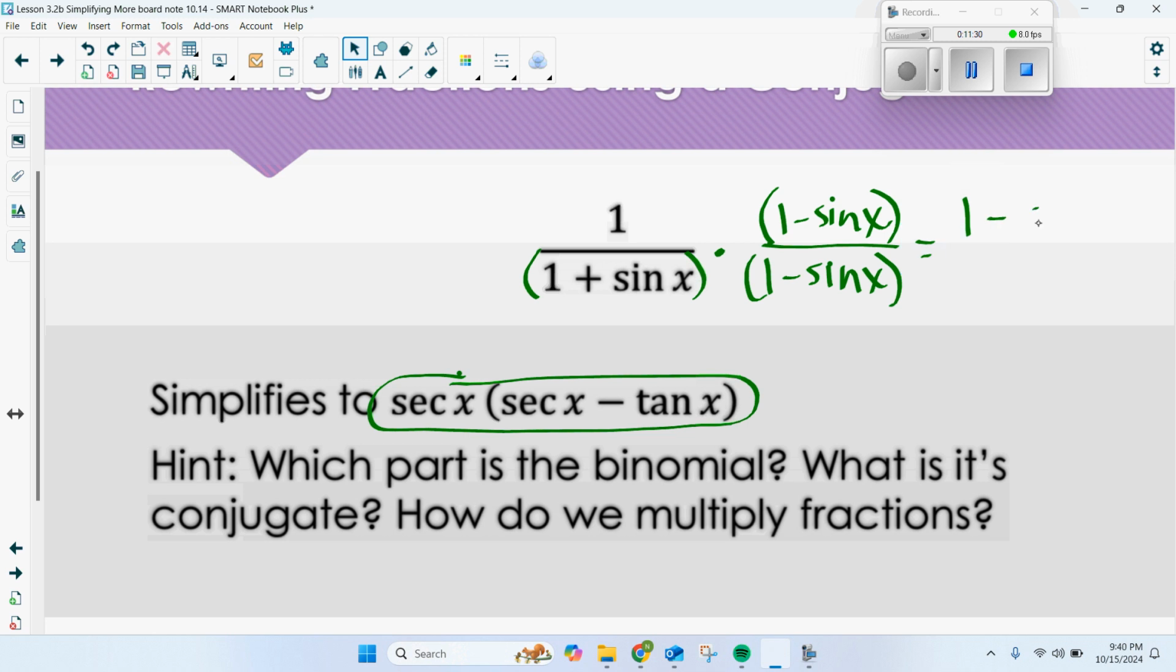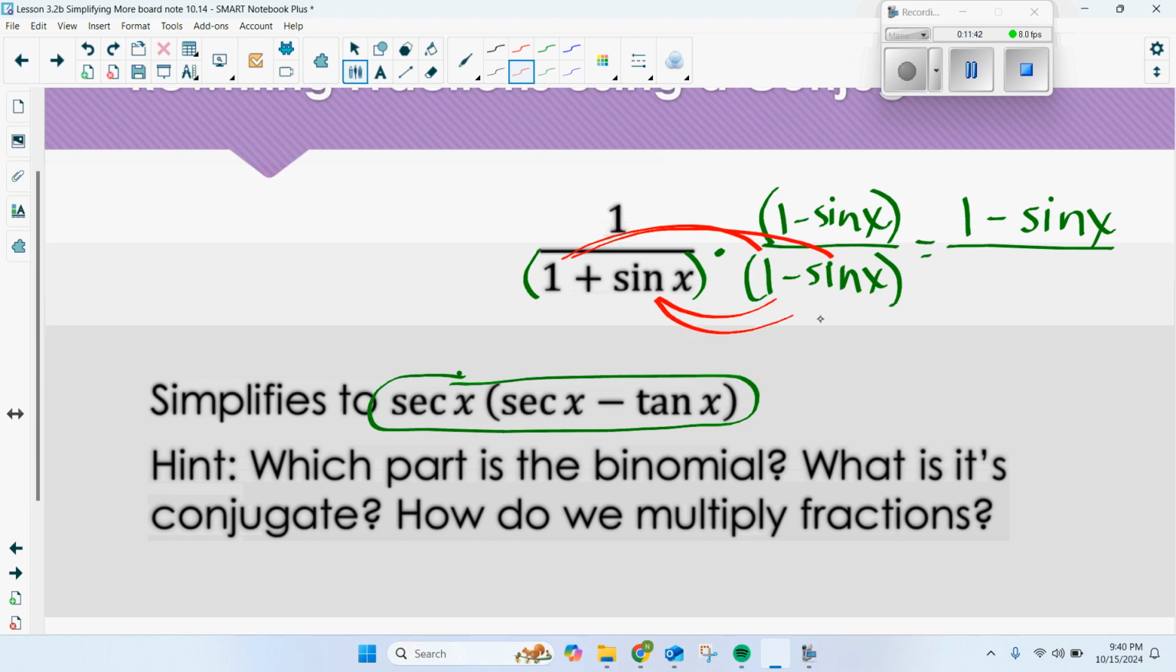I'm going to leave the numerator, like 1 times 1 minus sine is just 1 minus sine. For the denominator, when I multiply this all the way out, multiply those two, and multiply these two, this beautiful thing happens where the middle terms cancel out. Like you're essentially going to get a 1, then a minus sine, then a plus sine, and then a minus sine squared.